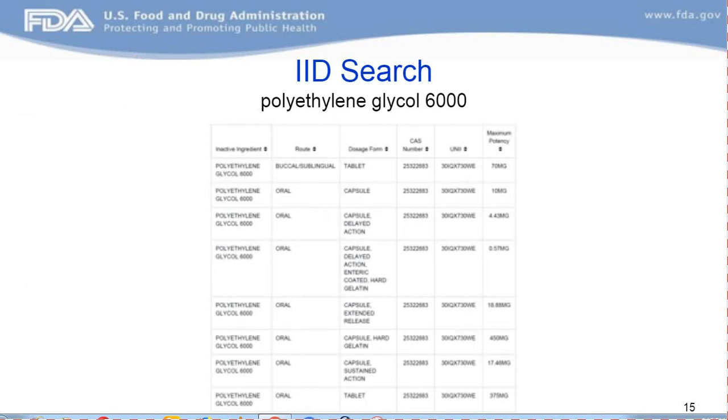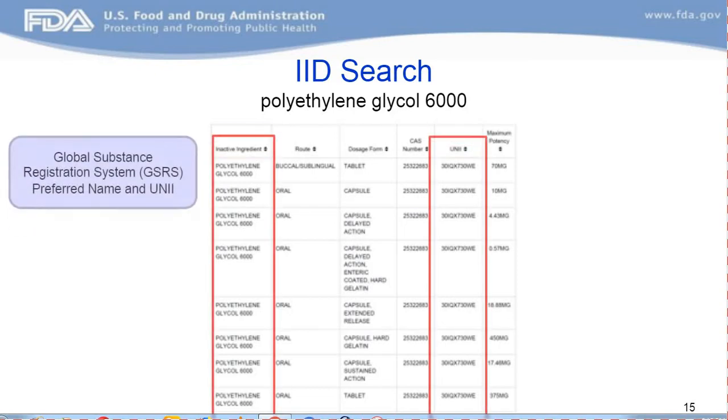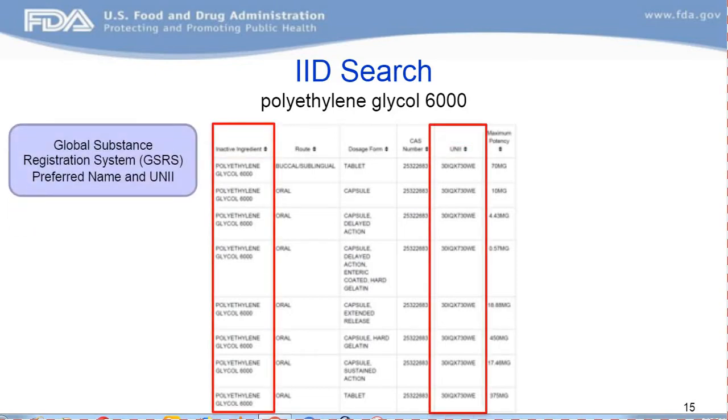So using the example of polyethylene glycol in the IID search, we see that the GSRS preferred name, polyethylene glycol 6000, is listed, and you'll also see that the Uni number is the same for all of these, even though there are some different dosage forms and routes of administration.